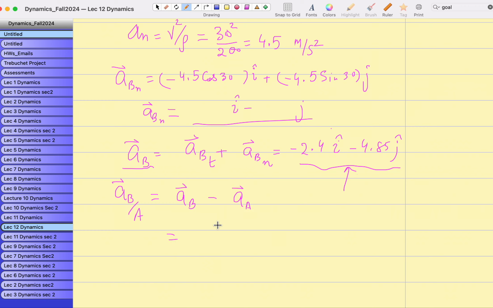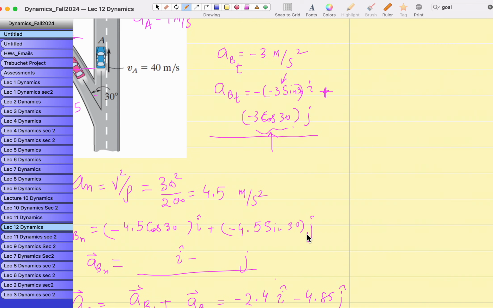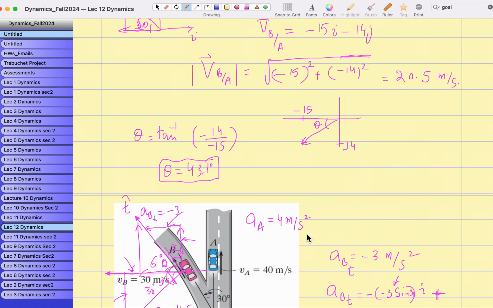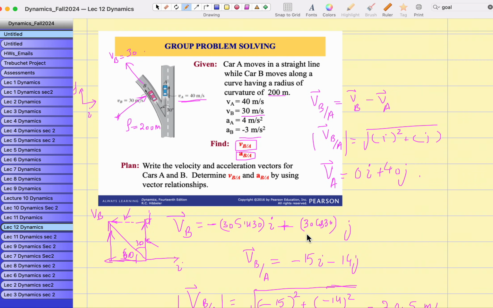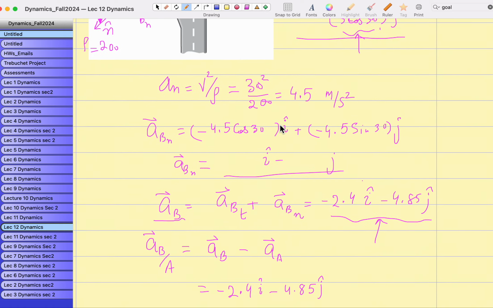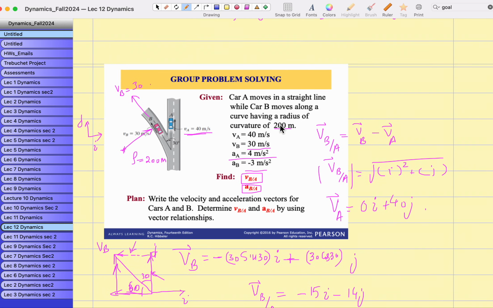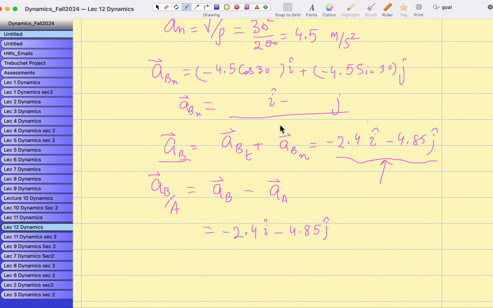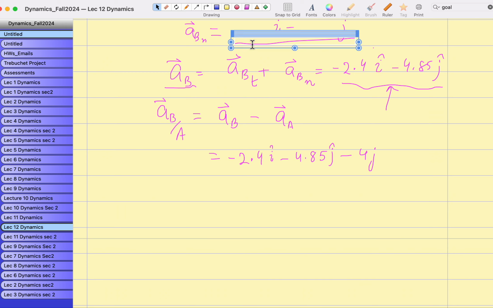And what is a_B vector? So let me write down minus 2.4 i unit vector minus 4.85 j unit vector. And what is a_A? a_A is given here in our data. Look, this is problem data. It says a_A is 4 meters per second squared in the positive y direction. So I can write down minus 4j, and if you solve for this, you should get your answer.